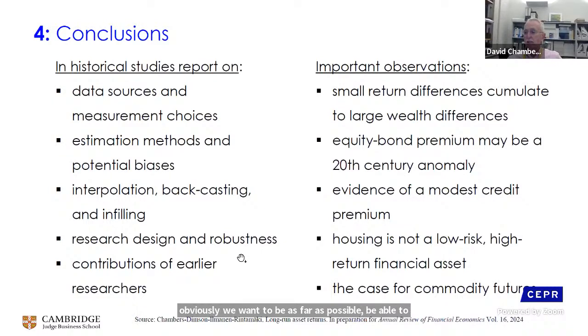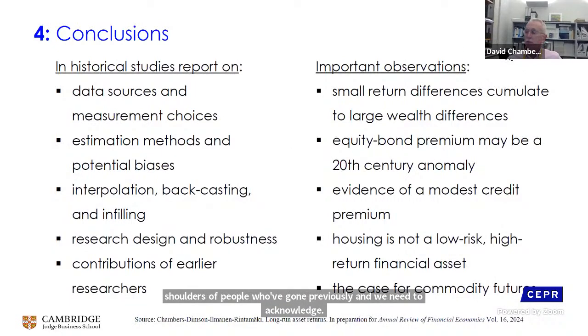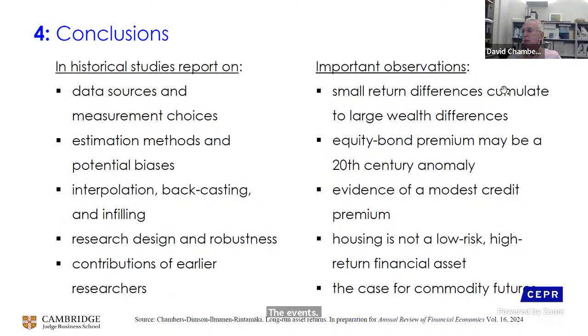And in anything we do, we're standing on the shoulders of people who've gone previously, and we need to acknowledge the immense contributions that they have made. In terms of the big questions, I think the second bullet here, that the 20th century estimates for the equity bond risk premium may possibly look anomalous. When we look back at the 19th century, we're only able to provide evidence on two markets, the UK and the US.